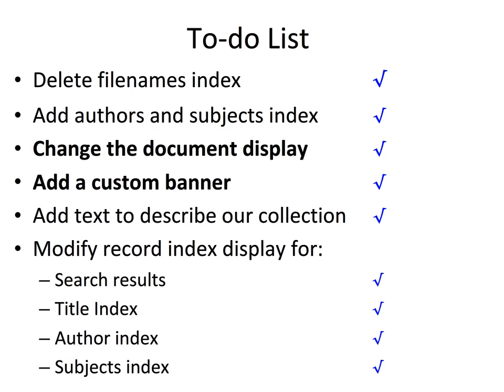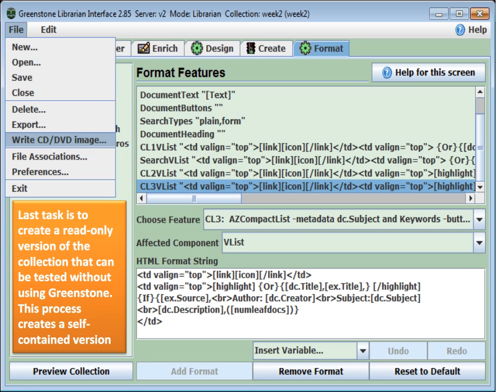If you've completed this task, you'll have enough information and hopefully understanding to go with it, how to do the assignment. The last part is when you go to do your assignment, you want to get it to me so I can take a look. You want to export out a read-only version. Let's see how we can do that. So select File and choose Write CD DVD Image.